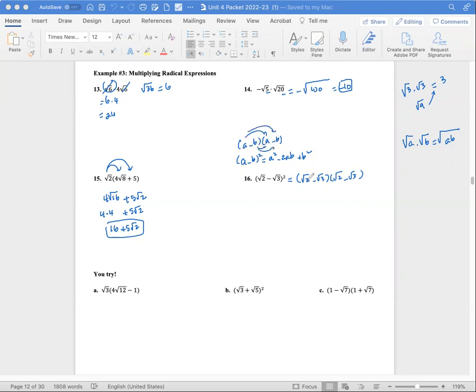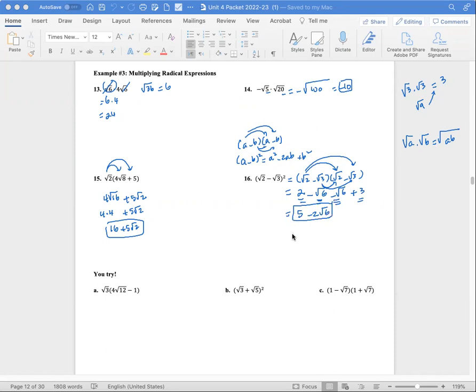So let's say if you forget that this is a perfect square trinomial, you can write it twice and FOIL. You get square root of 2 times square root of 2, that's square root of 4 or 2. Square root of 2 times negative square root of 3, that's negative square root of 6. And then negative square root of 3 times square root of 2, that's negative square root of 6. And then lastly, negative square root of 3 times negative square root of 3, that's positive 3. So you get 2 plus 3, which is 5, and then negative square root of 6 minus square root of 6, which is negative 2 rad 6. And then you're done. This is the answer.